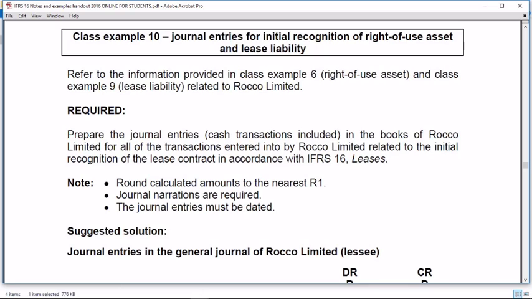So the required portion is: prepare the journal entries in the books of Rocco Limited for all the transactions entered into by Rocco Limited related to the initial recognition of the lease contract in accordance with IFRS 16. So we will now only look at the journals at initial recognition date.